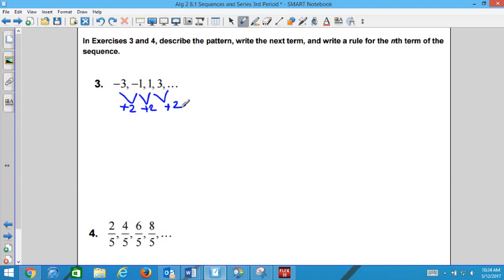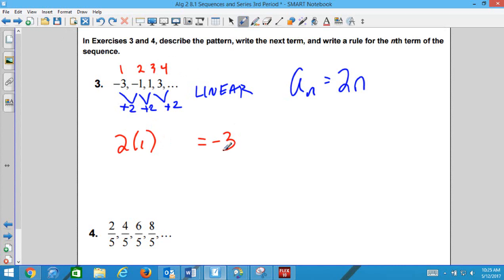So when we add the same thing each time, it's linear, and every time it's linear, we're going to take that number we're adding and put it next to n. And then we're going to check to see if it works as is or if we have to change it. So I have to think about my input number. If I input 1, do I get out -3? If I input 2, do I get out -1? I'm going to have to do something to it because I don't get it the way it is.